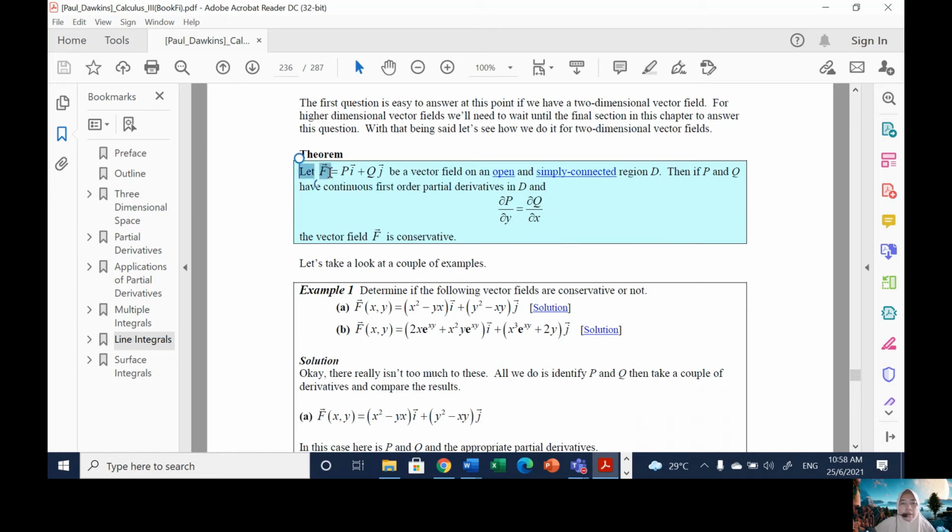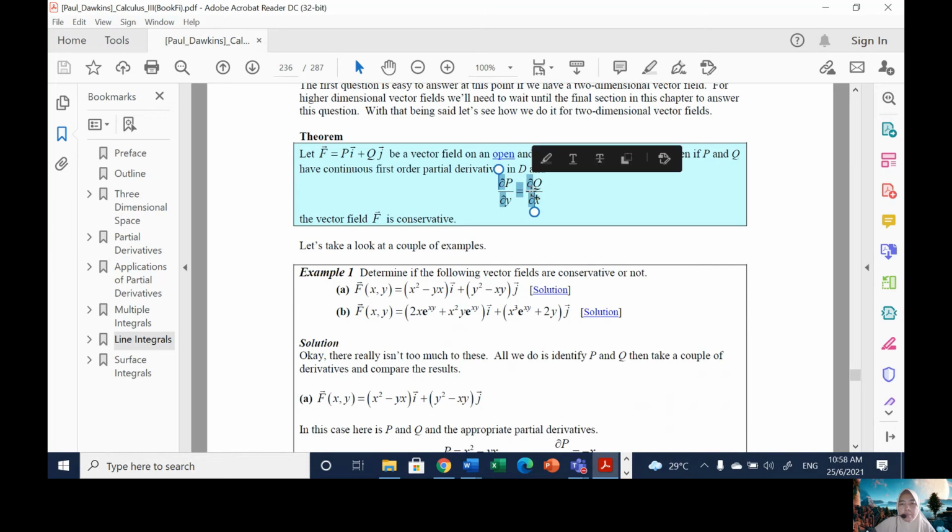First one, let the vector field be given here, where P and Q can be any functions, on an open and simply connected region D. If P and Q have continuous first order partial derivatives in the region D, then the partial derivative is given here. This states that the partial derivative of P with respect to y will be equal to the partial derivative of Q with respect to x. If they are equal, we can say that this vector field is conservative. If it's not equal, we can say that this vector field is not conservative. So simple. In order to check whether the vector field is conservative or not, we have to find the partial derivatives and compare whether they are equal or not.